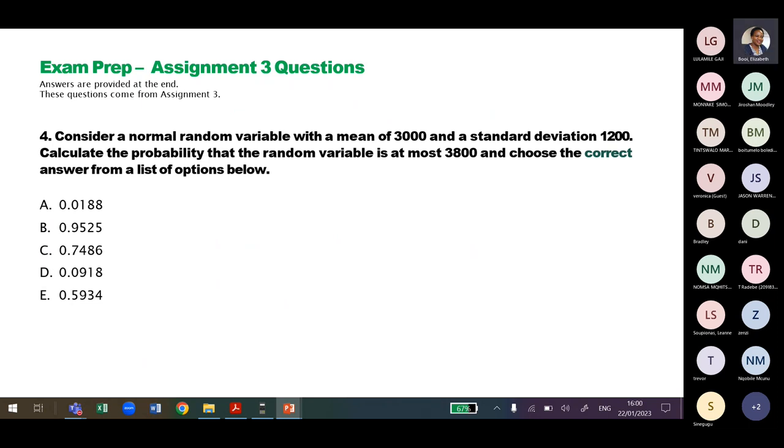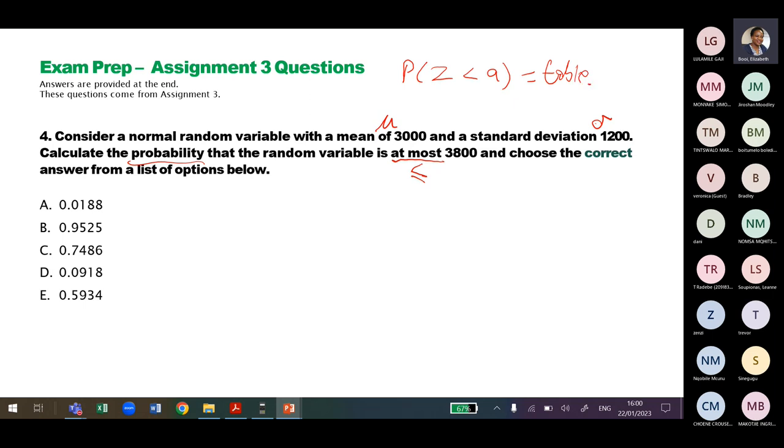Consider a normal random variable with the mean of 3,000 and a standard deviation of 1,000. So they have given you the mean and the standard deviation. Calculate the probability that the random variable is at most, what is at most? Less than or equal to 3,800. Because it's less than or equal to, we're going to use the formula, the probability of Z less than A. The value we find on the table will be our answer. Choose the correct answer from the list of options below.